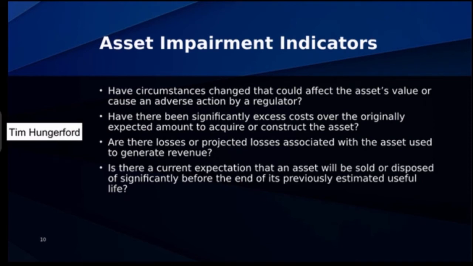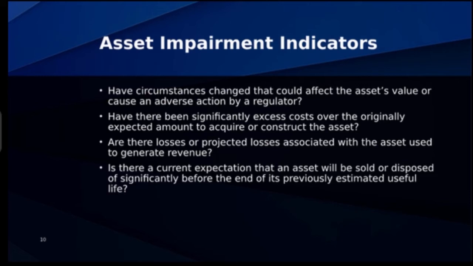So when it comes to asset impairment, some of the indicators and the questions you'll ask yourself as you're on the audit are: have circumstances changed that could affect that asset's value or cause an adverse action by a regulator? Again, if something like a patent, which you have on there as value, all of a sudden is superseded by some new patent that is better than your product, that's really going to affect the value of that patent for you. I mean, that's just a scenario and question you have to raise.